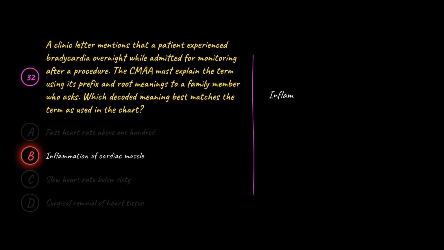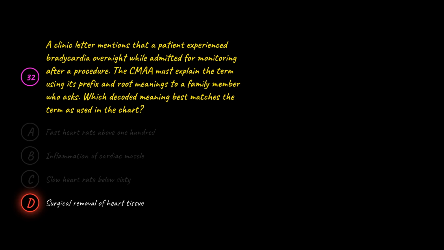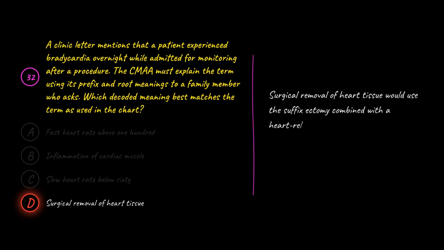B is wrong because inflammation of cardiac muscle is myocarditis, formed from myo for muscle, cardio for heart, and itis for inflammation, which is a different concept than slow heart rate. D is wrong because surgical removal of heart tissue would use the suffix ectomy combined with a heart-related root, but that surgical action is not implied by the rate-related prefix brady at all.